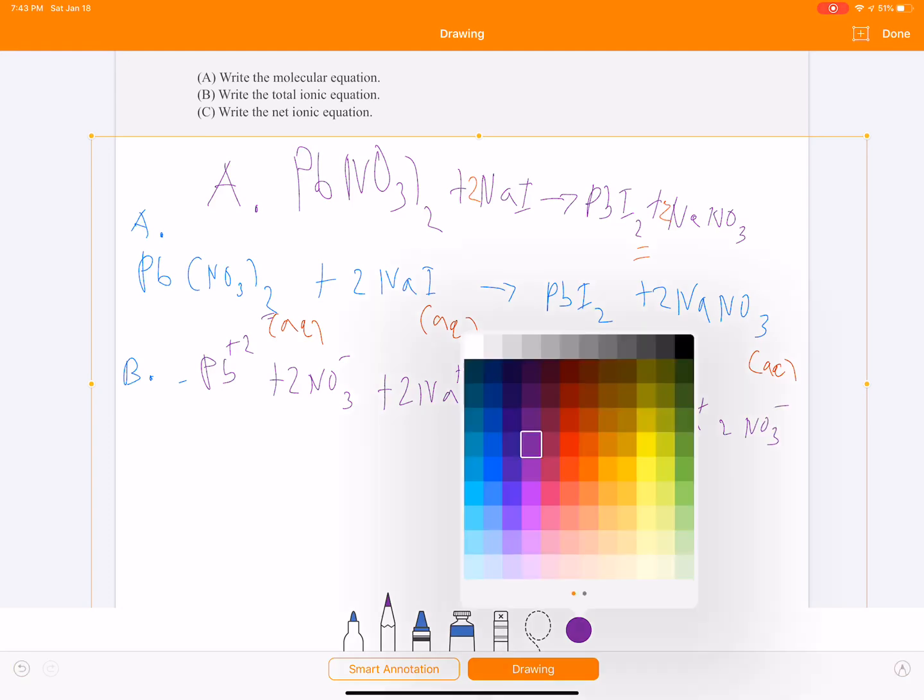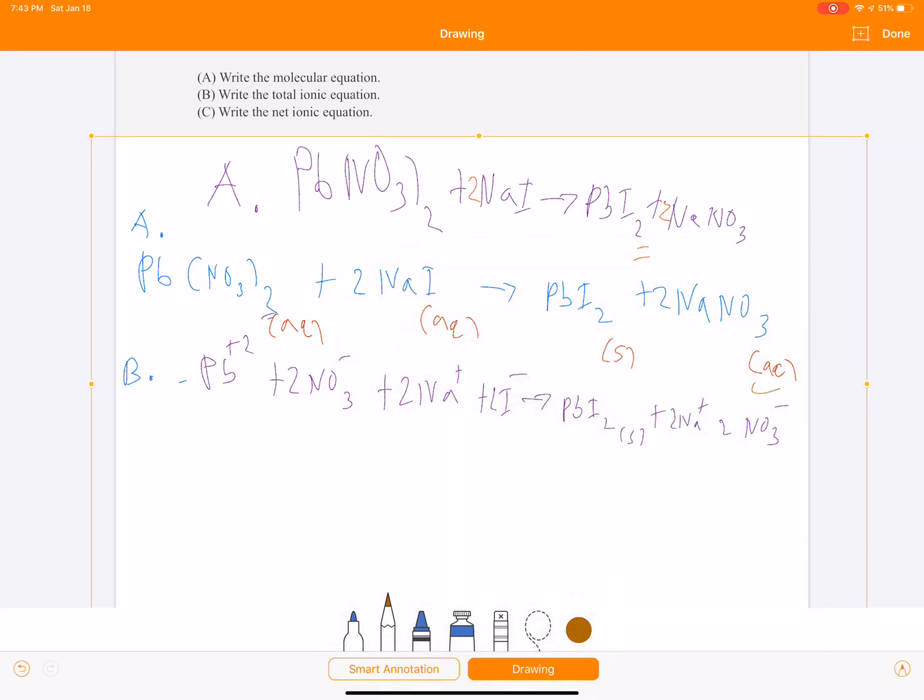So notice how the aqueous substances come apart into ions, but the solids stay together. So that is the total ionic equation. We've separated everything into ions that can be separated. And notice that the amount is congruent. So 2 nitrate, 2 sodium, 2 iodine, 2 sodium, and 2 nitrate.